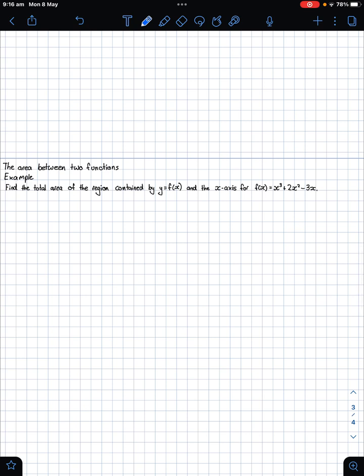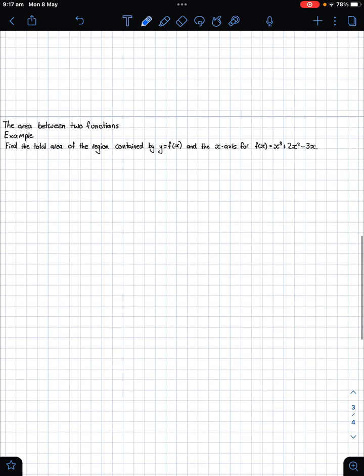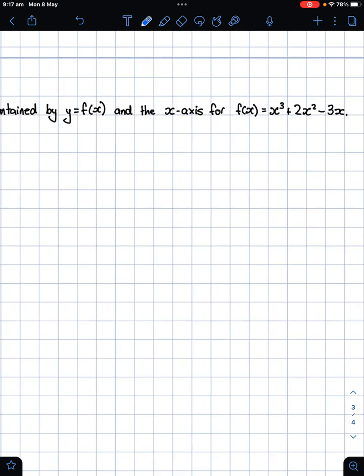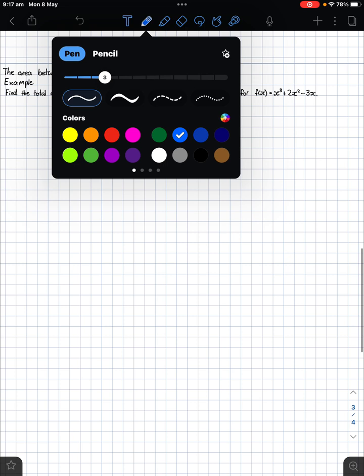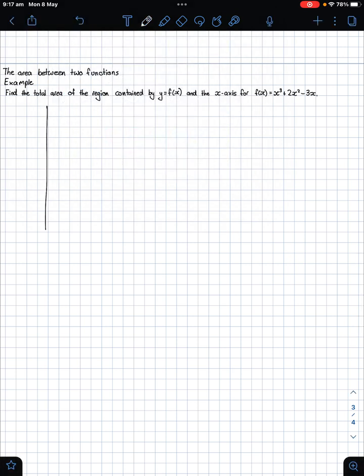So find the area contained by y equals f of x and the x-axis. So we're looking at where this and the x-axis intersect. Let's just draw our graph line. Now I do suggest you use your graphics calculator again, because that's what we're doing. You can either do it as roots, you can plot two functions, or you can use the root function in GSolve. So I'm going to do that.